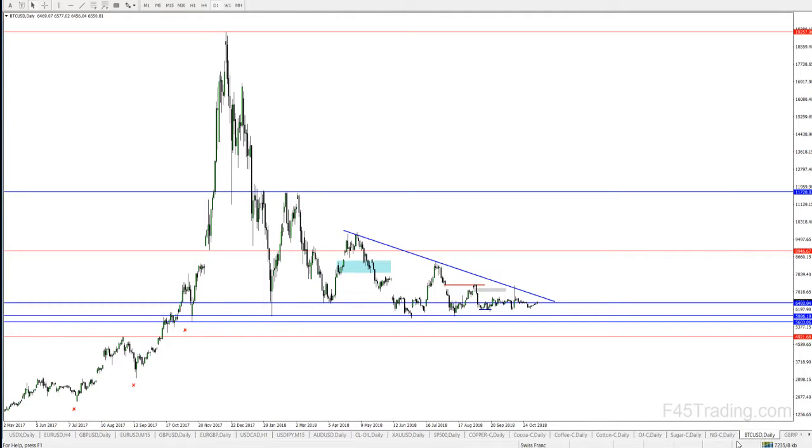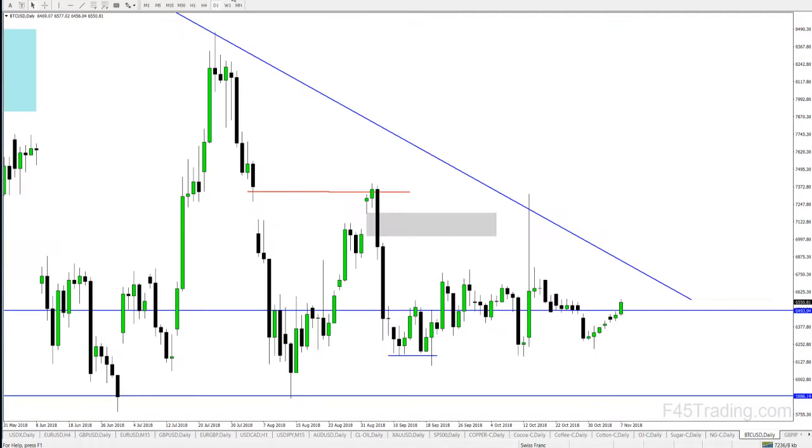Bitcoin, still not doing anything. Talked about this. Had a nice little run up here today so far, but I don't believe that it's going to be anything to write home about. I think this thing's going to keep smashing lower.